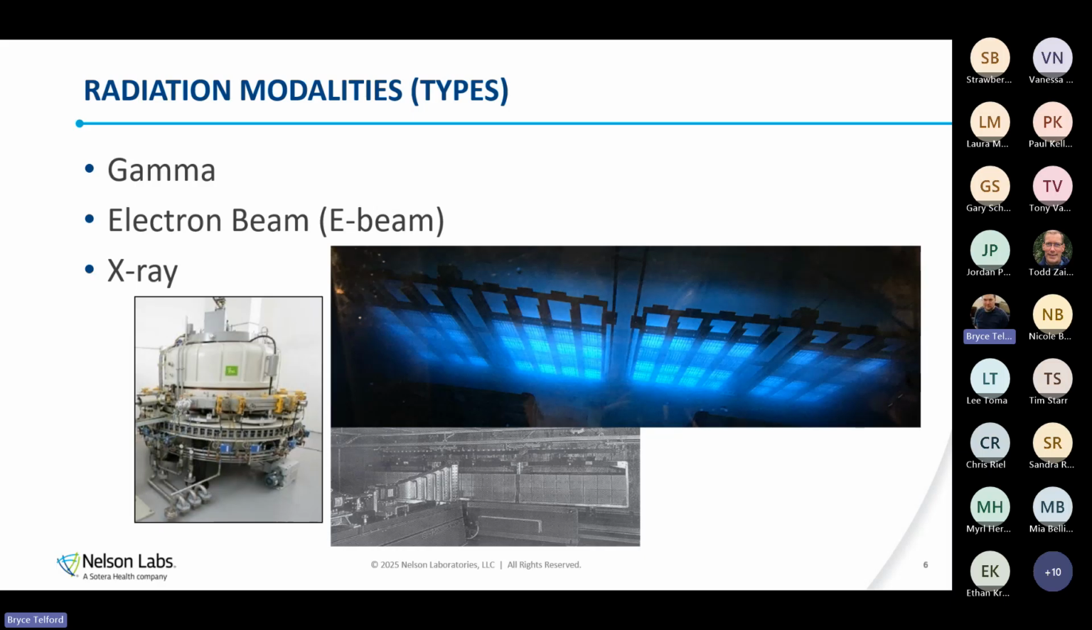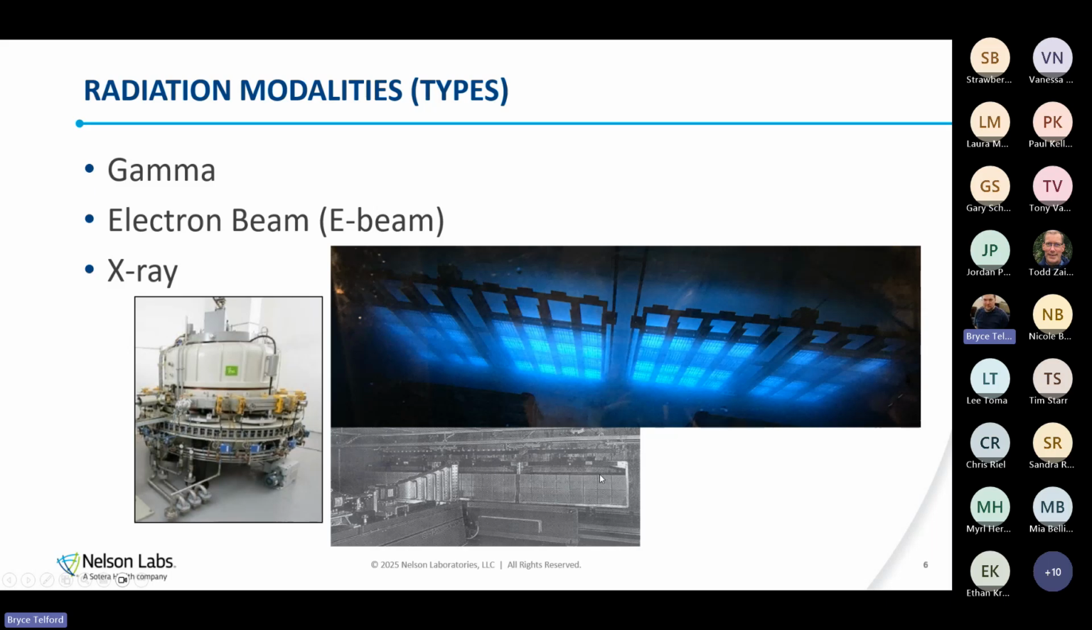So gamma is like you see there with our glowing blue cobalt. X-ray is going to be accelerator based, so it's actually the same as an electron beam. So we have an electron accelerator. For example, in the bottom left there, we have what's known as a Rhodotron, and that is going to accelerate our electrons and form them into a beam. That beam then goes through a scan horn, which is there on the bottom, and that is going to basically scan across the product and scan the beam for sterilization.